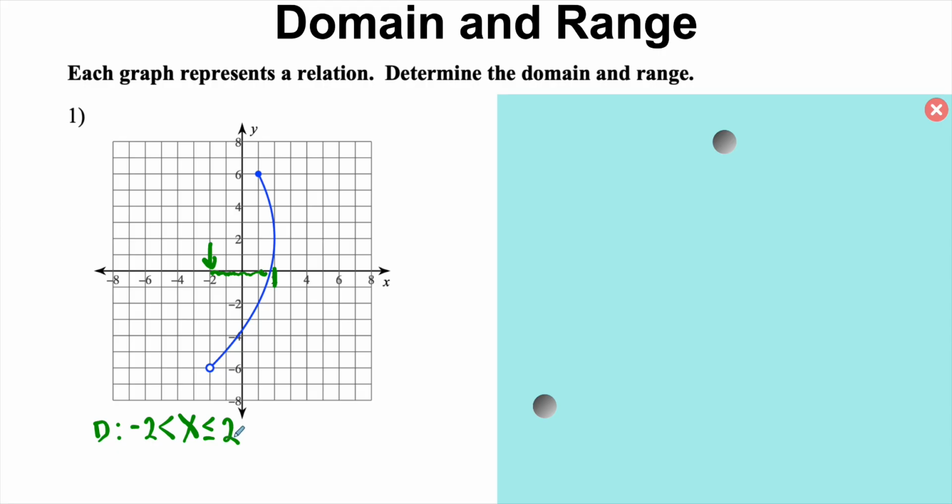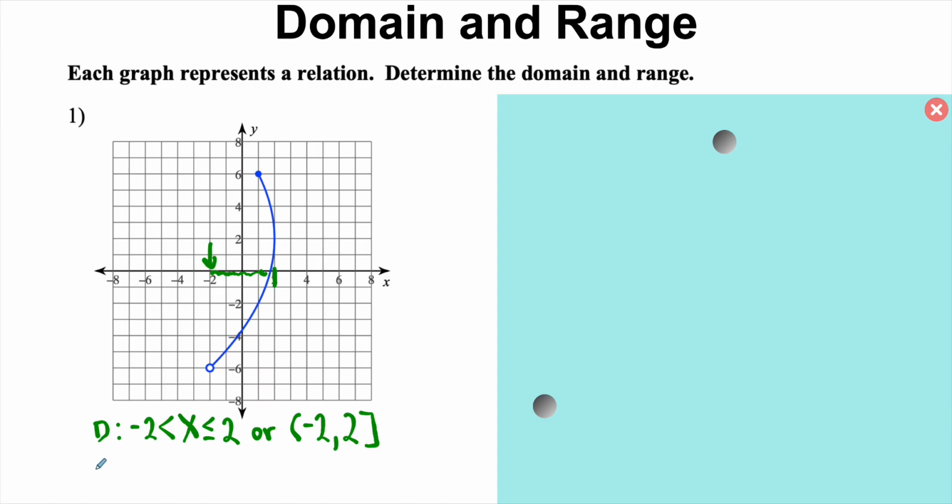Now, if your teacher wants you to write an interval notation, you would do it like this. You're going to write down parentheses, -2. That means it's not included, comma, 2, and then you will write down the bracket because it's included. Parentheses when it's not included, bracket when it's included, okay, when it's part of it, okay?